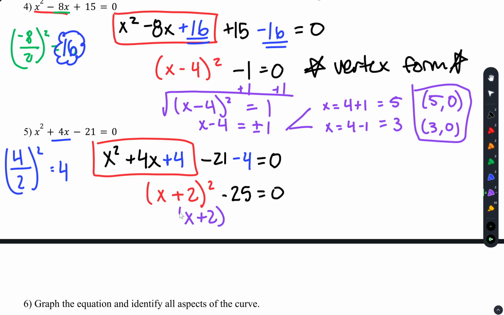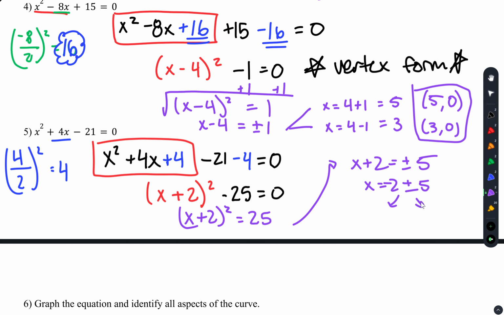x plus 2 squared equals 25. This is x plus 2 equals plus or minus 5. x equals negative 2 plus or minus 5. 2 answers. Negative 2 plus 5 is 3. Negative 2 minus 5, negative 7. Questions there?